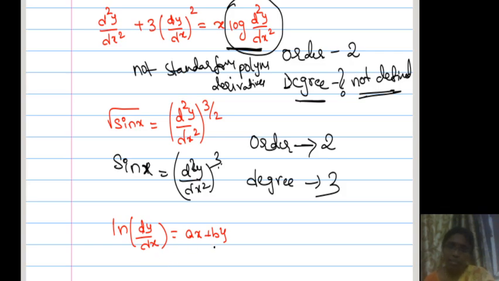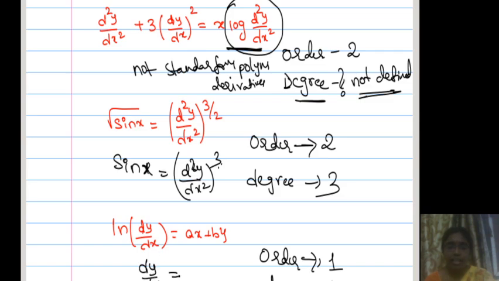But here what happened? Log dy by dx is equal to a power x. So what is the order? Tell me what is the order? 1. Because the highest derivative is dy by dx, the order is 1. What is degree? Is it defined? Yes, it is defined. Directly it's not possible, but I can write this as dy by dx.